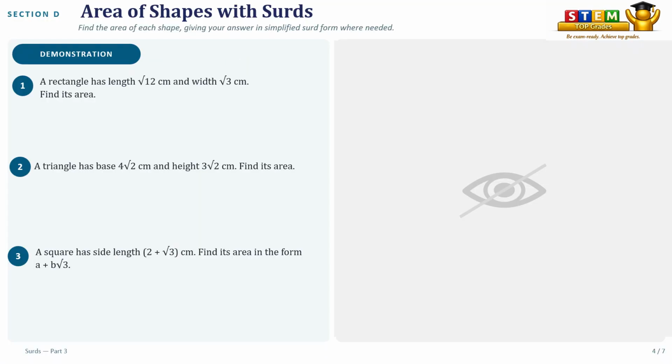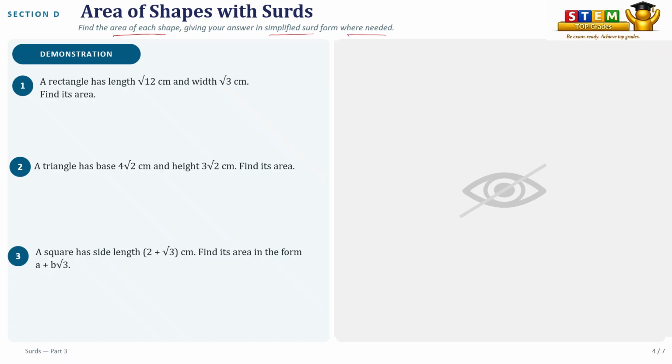Now, let's move on to area of shapes with surds. You will notice that in the question, when we are working out the area of shapes, we are required to, after finding the area of the shape, simplify the surd as well, wherever relevant.